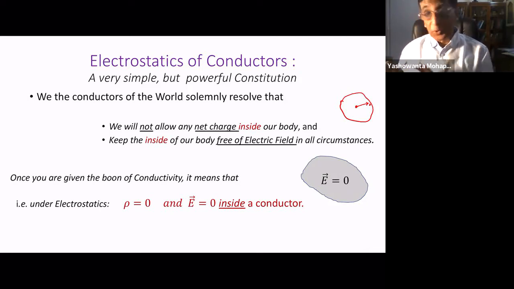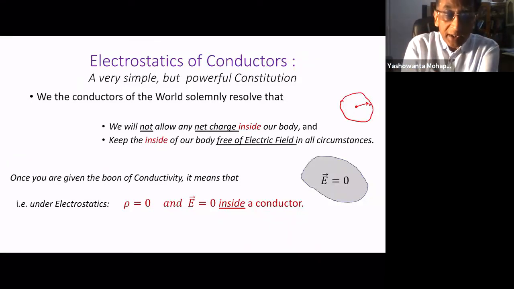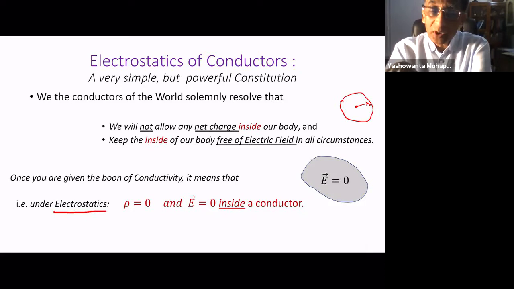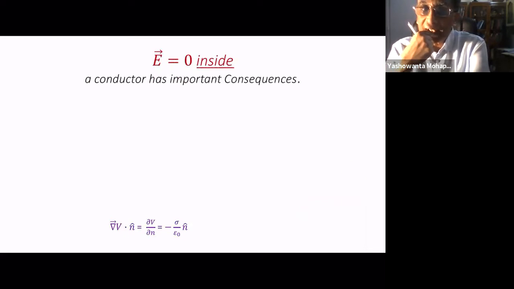At the moment, we are not talking about the conduction of electricity. That's the next part, we'll worry about it, and that is why I had said that it is under electrostatics. So rho is equal to 0 and E is equal to 0 inside a conductor. E is equal to 0 inside a conductor has important consequences. We'll go one by one.